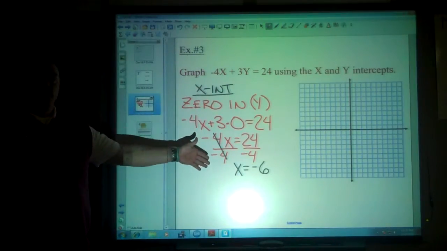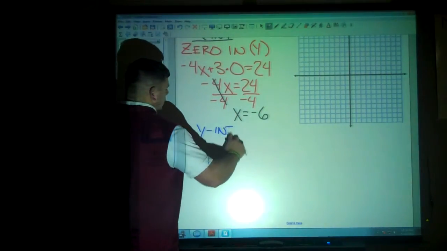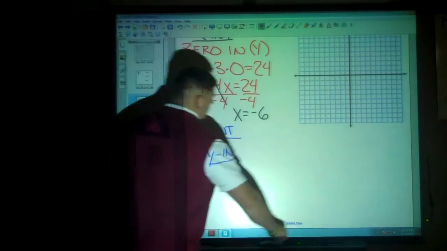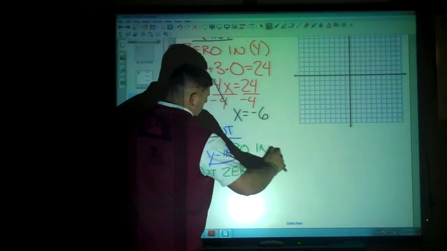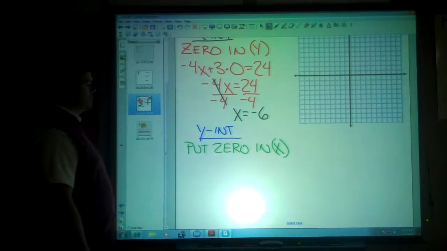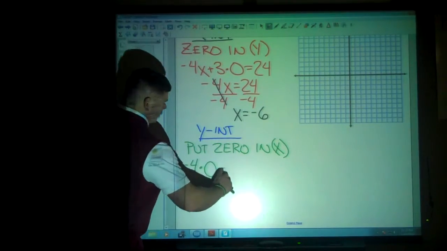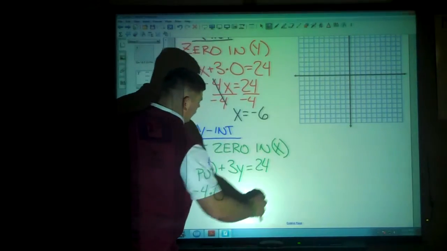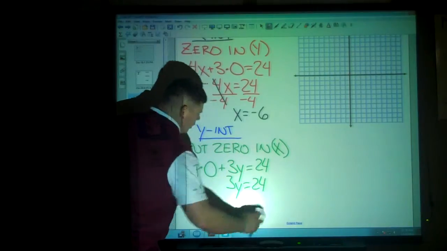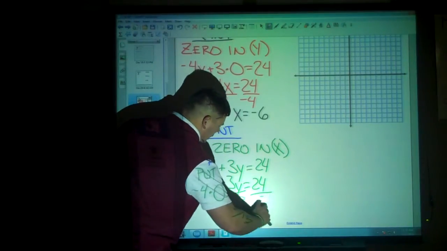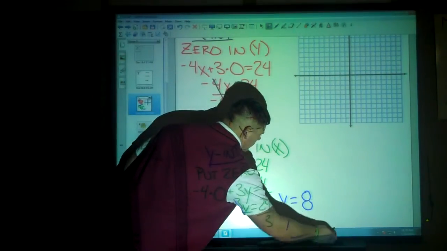So that's my x-intercept. Then I've got to find the y-intercept. My y-intercept means to put 0 in x. So we're going to plug 0 in for x. So now we have negative 4 times 0 plus 3y equals 24. The negative 4 times 0 gets rid of that. 3y now equals 24. Divide both sides by 3. And we finish up with y equals 8.